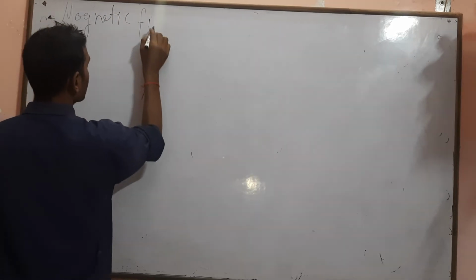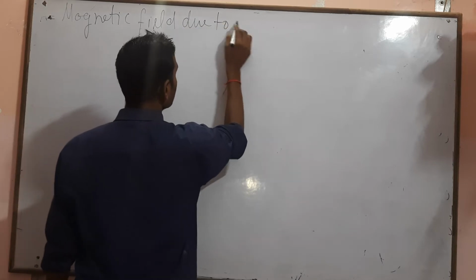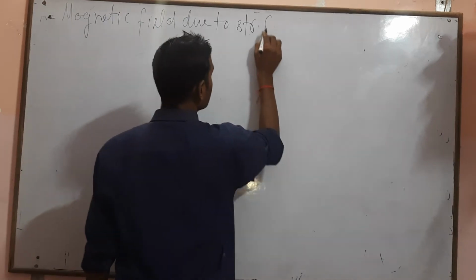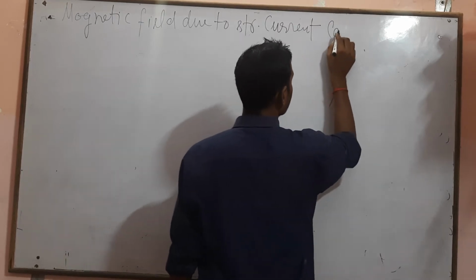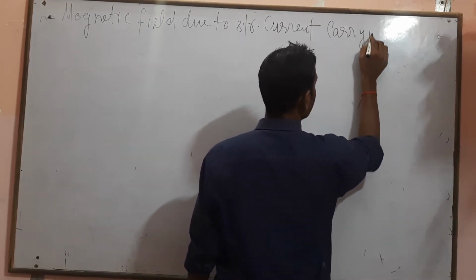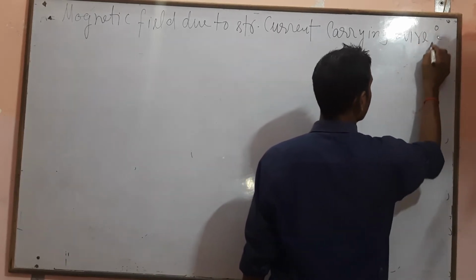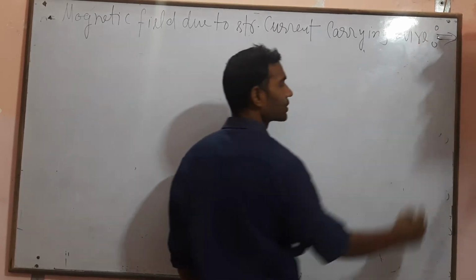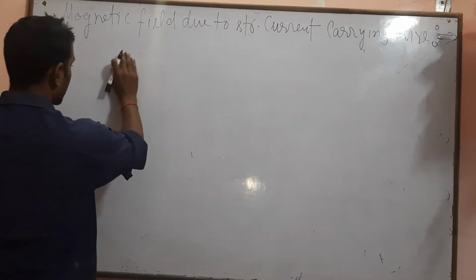Magnetic field due to a straight current carrying wire. We have the magnetic field due to a straight current carrying wire. Okay, so what is a straight current carrying wire?